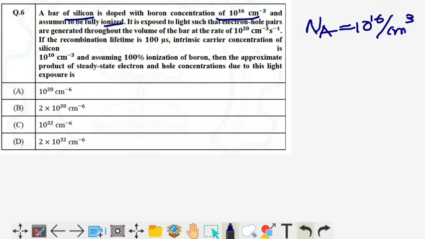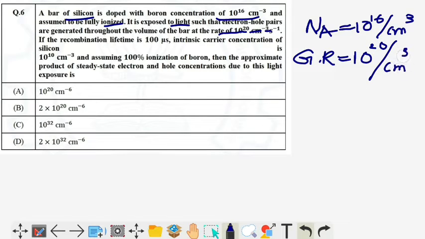It is exposed to light such that electron hole pairs are generated throughout the volume of the bar at the rate of 10 to the power of 20 per centimeter cube second. So it is saying that this semiconductor is exposed to light so that electron hole pairs are generated. That generation rate is equal to 10 to the power of 20 per centimeter cube second. So this is the generation rate.